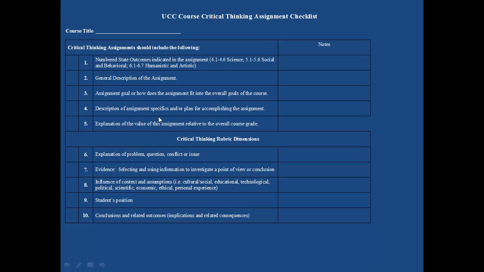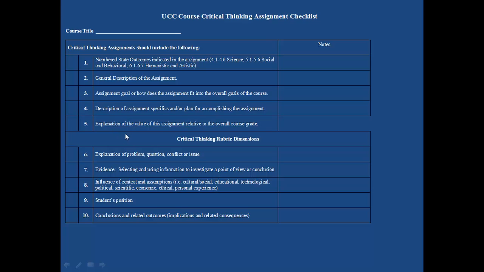Then we'll be looking for a description of assignment specifics and/or a plan for accomplishing the assignment. You can't just give the students a bunch of questions and say go answer them. There has to be a description of the assignment and what you're going to do to get to the point that they can answer the questions that you've set up.